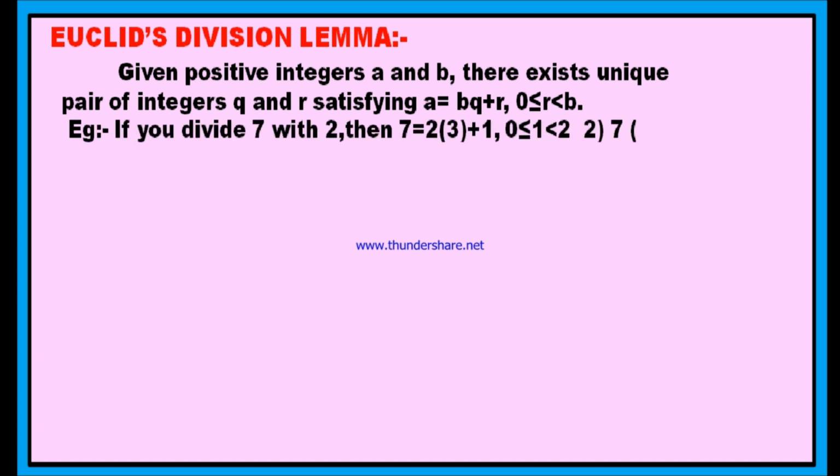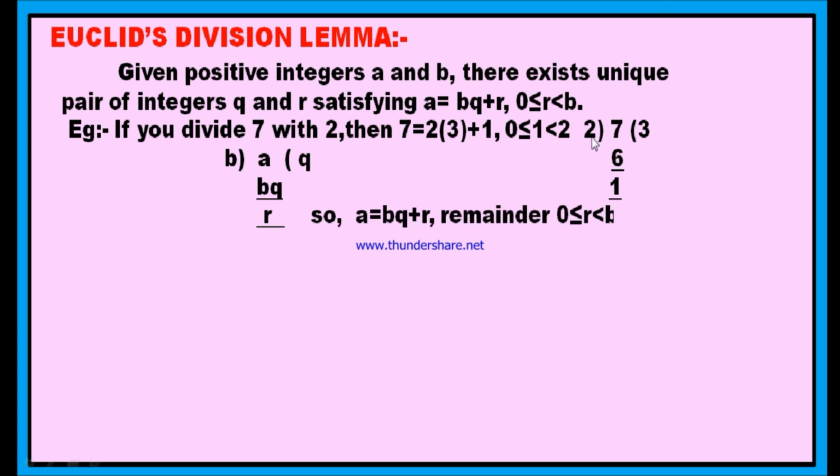For example, if we divide 7 with 2, then you can write 7 as 2 times 3 plus 1, isn't it? Look at this division. If we divide 7 with 2, 2 goes in 7 three times, 3 twos are 6, and if you subtract 6 from 7, you will get 1. Now 7 is the dividend, and 2 is the divisor, 3 is the quotient, and 1 is the remainder.